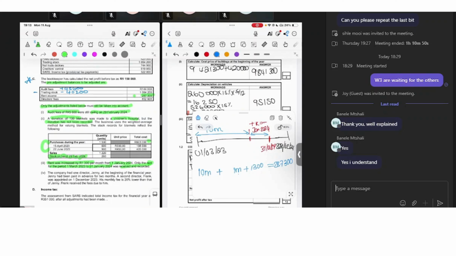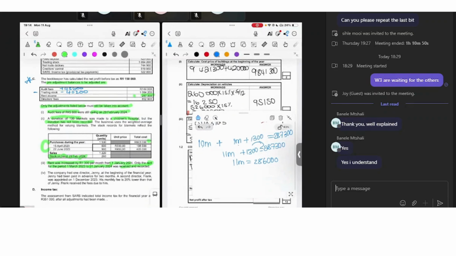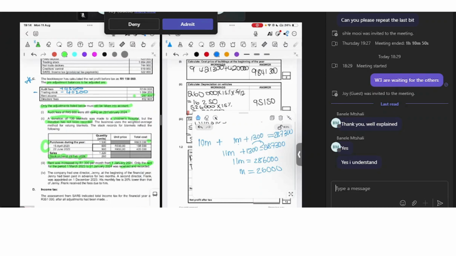So 10m plus 1m gives us 11m, and then plus 1,300 equals the 287,300. Then what we are left with is 11m. We will take the 1,300 to the other side, meaning we will now minus. So that would be 287,300 minus 1,300, which will give us 286,000. So now to get our price before the increase, we just divide by the 11. So 286,000 divided by 11 will give you 26,000. So that was the rent before the increase.